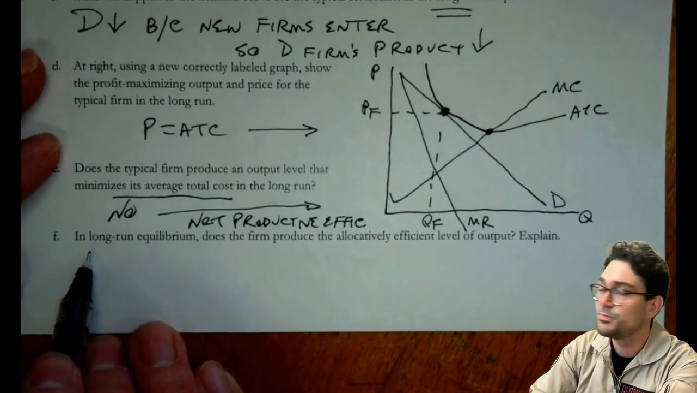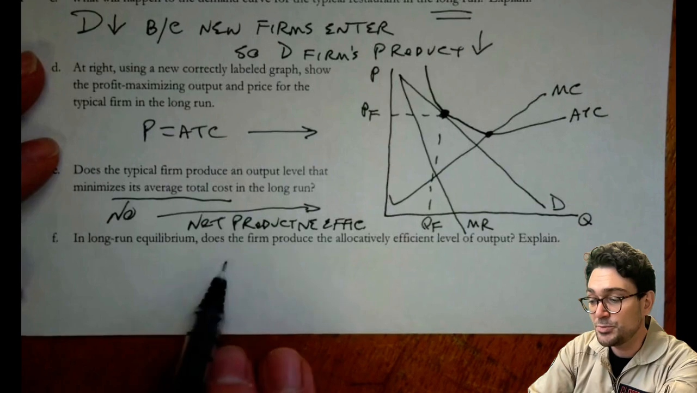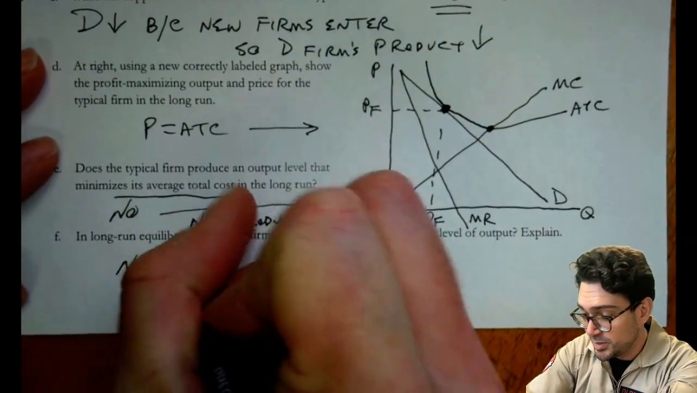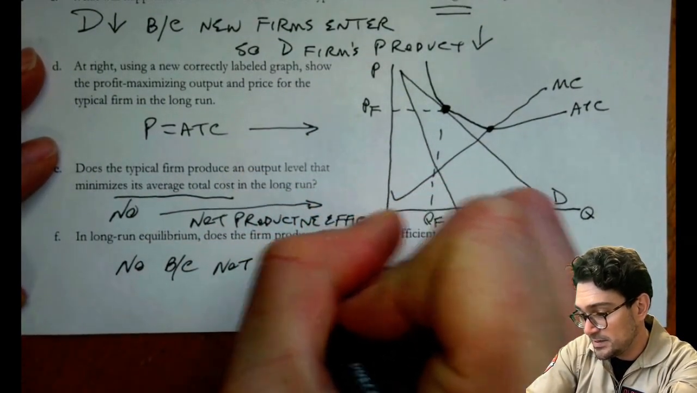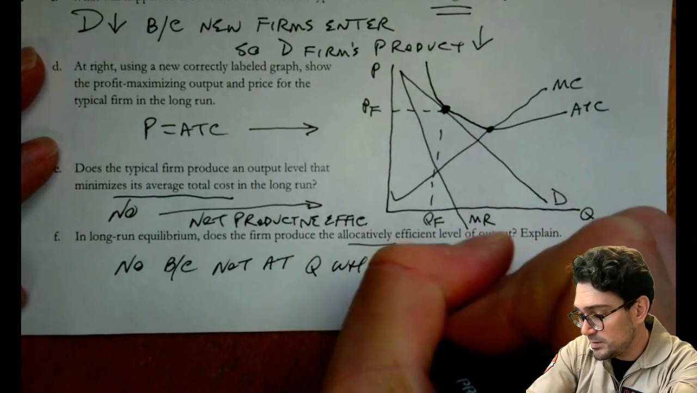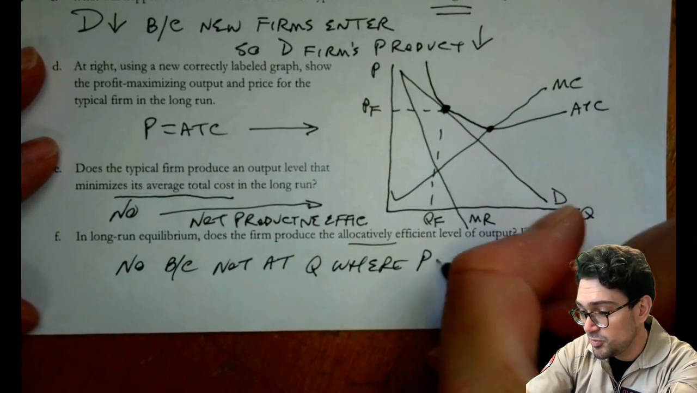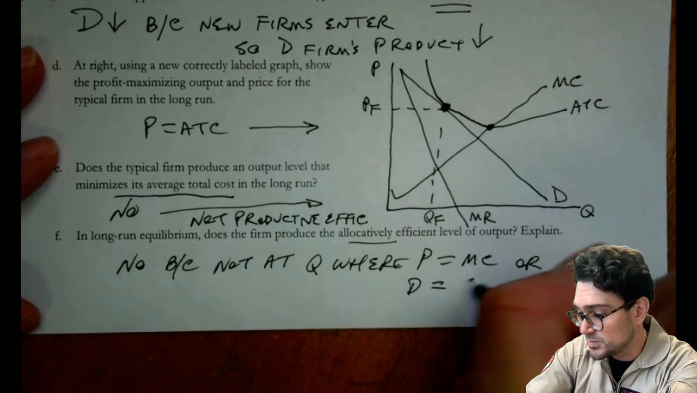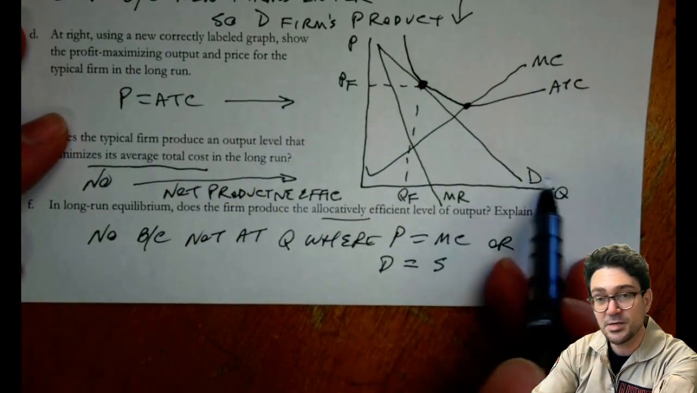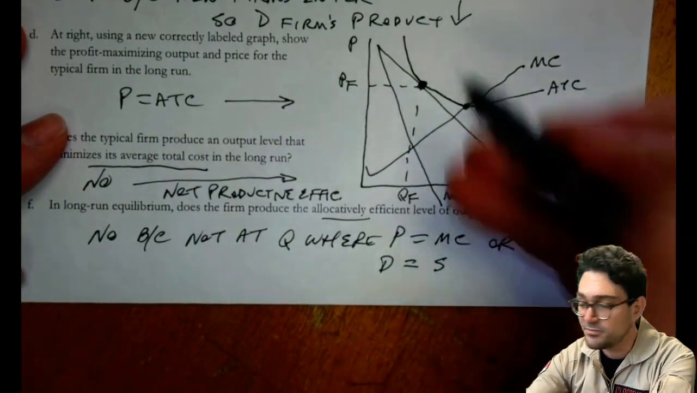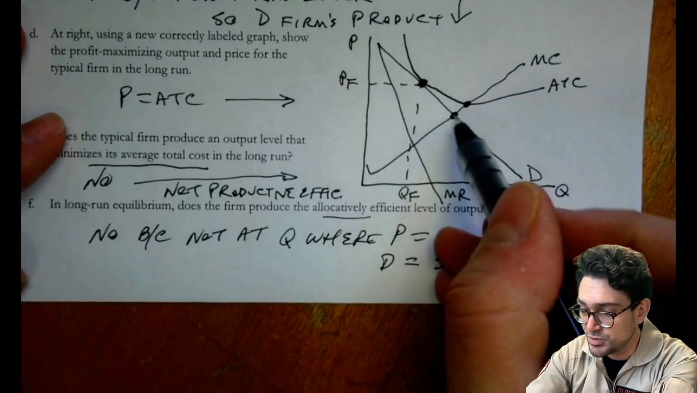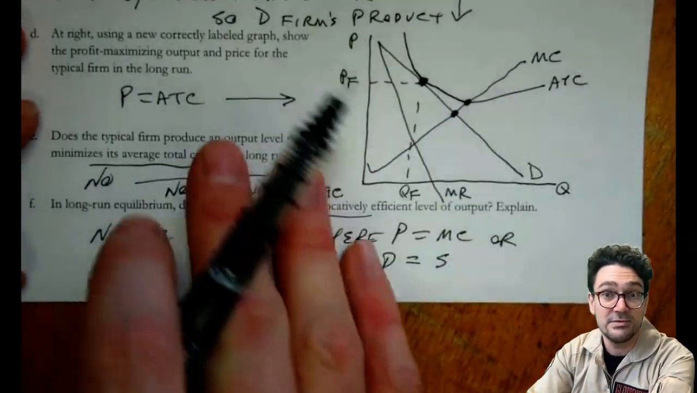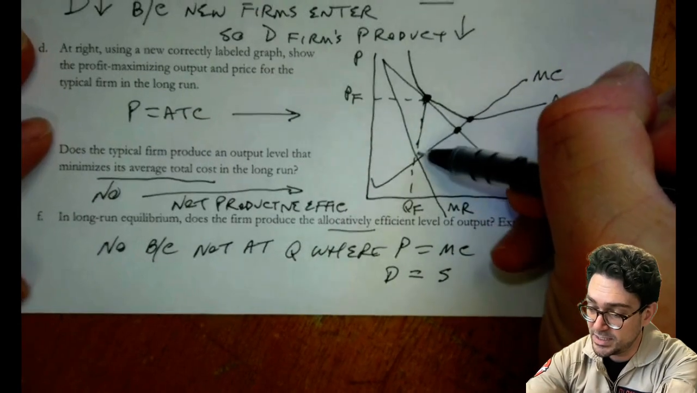And then last, there's my bell. In the long run equilibrium, does the firm produce the allocatively efficient level of output? No, because it is not at the quantity where price equals marginal cost, or where demand equals the supply curve. Price is really coming from the demand curve, and marginal cost is the supply curve. This is our allocative efficient point. We are not there either, and so it is neither productive nor allocative efficient. We do have that deadweight loss right in there.